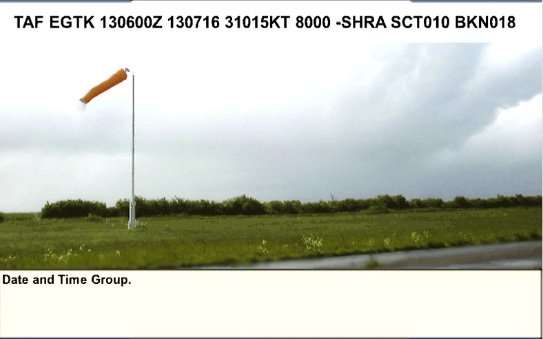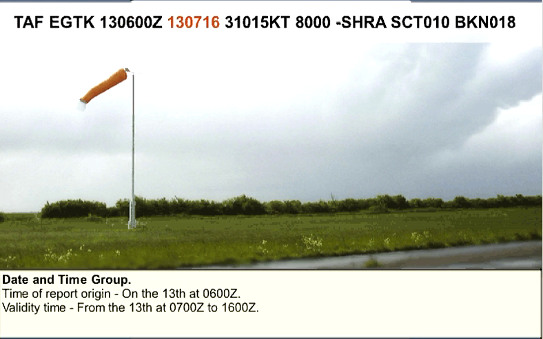Remember that the METAR was just an indication of the weather at a specific time. However, the TAF aims to give a forecast over a period of time, so the TAF will have a different time group to the METAR. The first of these is the time of origin, the date first and then the time in hours and minutes in Zulu.